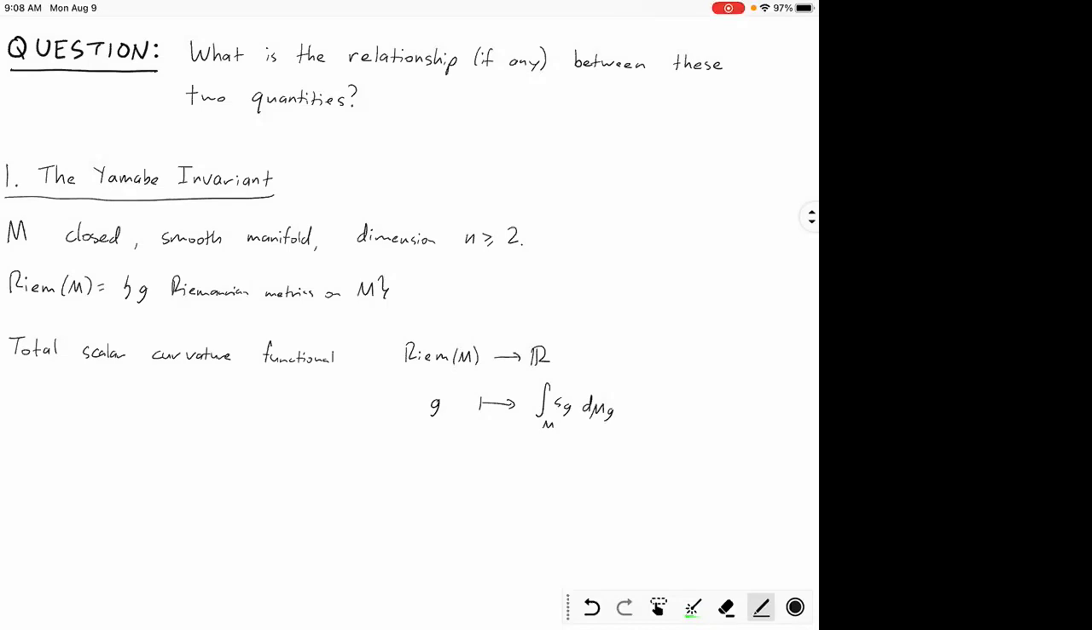Okay, so here, this is the scalar curvature. And this is the volume density, or volume form if you're orientable. Basically, both of these depend on the metric. So you can think of this as a function on the space of all metrics. This is also known as the Einstein-Hilbert functional.